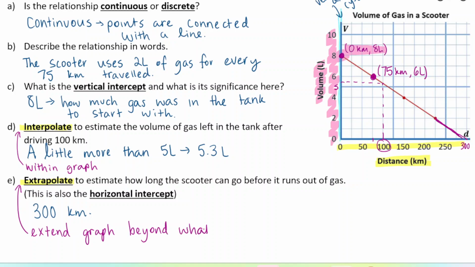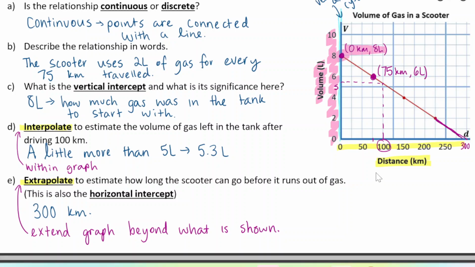What is shown. When we're extrapolating, we are making an assumption that the graph continues at the same rate, so the scooter is using the gas at the same rate, because we don't know that for sure, but we're just assuming that to answer the question. Okay, let's go to the next example.